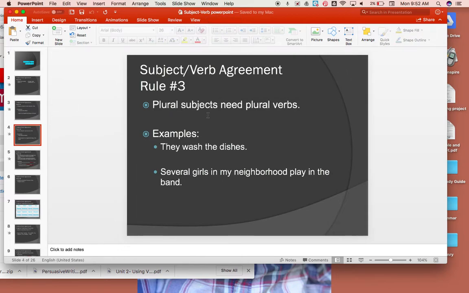Rule 3. Plural subjects need plural verbs. So now we have the sentence again, but we change the subject. The subject is now they. They is plural, so I have to choose a plural verb. My plural verb is wash. It does not end in S. Okay, take a second while I plug my computer up because it's going to go dead, and look at the second example.